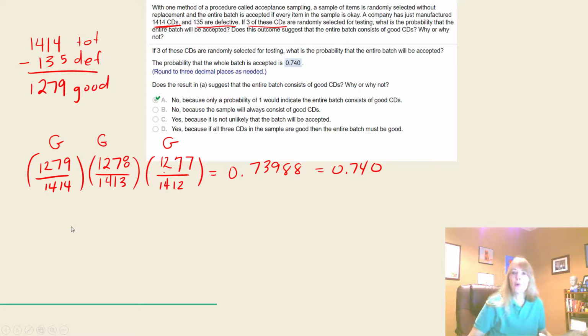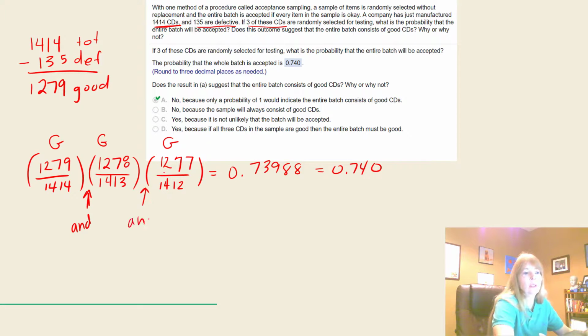So I hope you enjoy this section of probability. Like I always tell students, the big key is whenever you're using the word and, so the first one's good and the second one's good and the third one's good, you multiply. Whenever you use the word or, 1 or 2 or 3, you add.